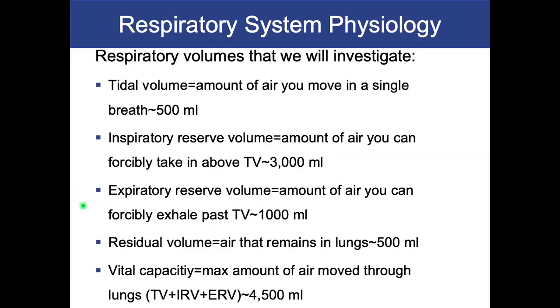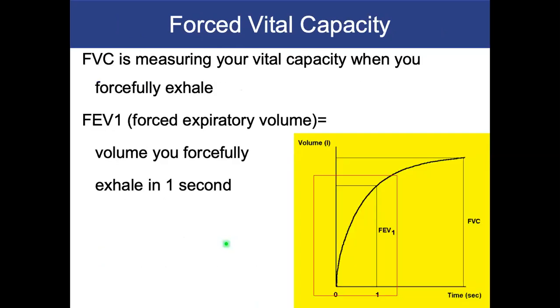And it's going to depend. It's different for men versus women, and different sizes of bodies. Residual volume is the air that remains in the lungs. It's about 500 mils to 1,000. Your vital capacity is the maximum amount of air that can be moved through the lungs. Vital capacity is your tidal volume plus your inspiratory reserve plus your expiratory reserve, and that's about 4,500 mils or 4.5 liters.